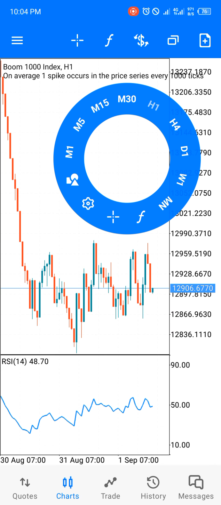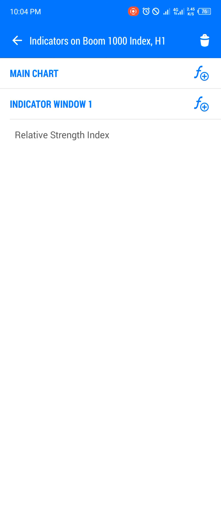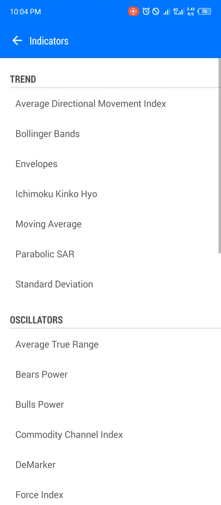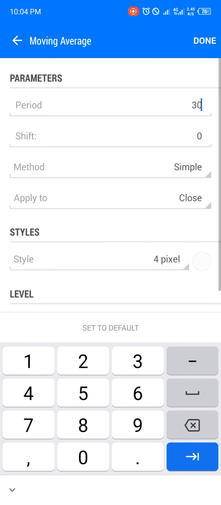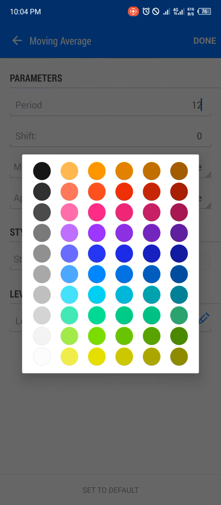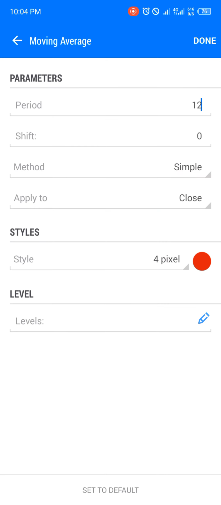Then they will also tell you to add, on the indicator window, your moving average and set it to period 12, shift 0, color red, and then you enter.